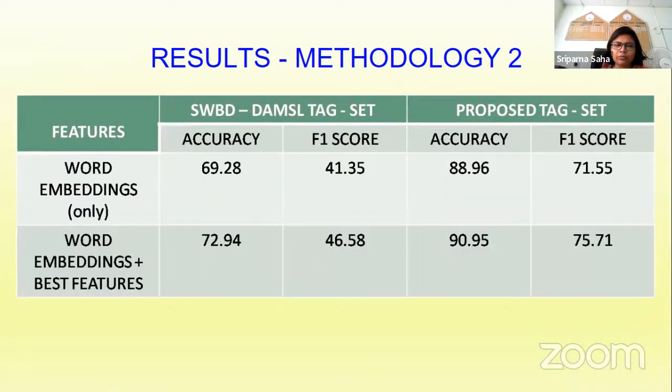Here we are using the word embeddings. Only by using the word embeddings, with our proposed tag set we are getting 71.55 for F1 score, and with the original 42 tags, we are getting 41.35%. And when we add the other features with the word embeddings, you can see the result is 46% with the original tag set, and 75% with our proposed tag set.